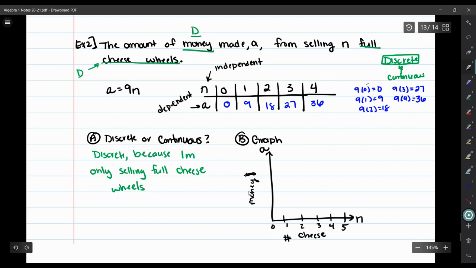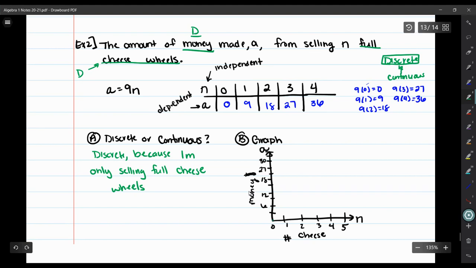On our A axis, I have to get up to 36. So I could maybe try 5s or 2s. I'm actually going to do 3s. 3s may be easier. So 3, 6, 9, 12, 15, 18, 21, 27, 30, 33, and 36 right at the very top. Okay, so now we're going to plot our points.